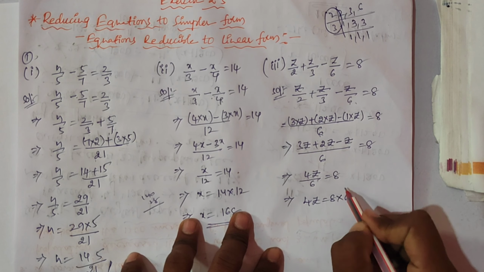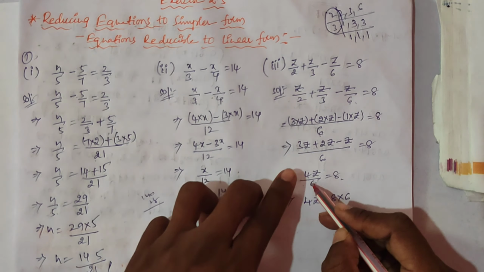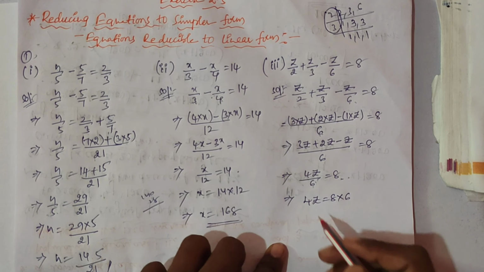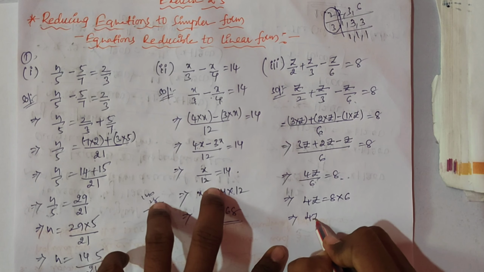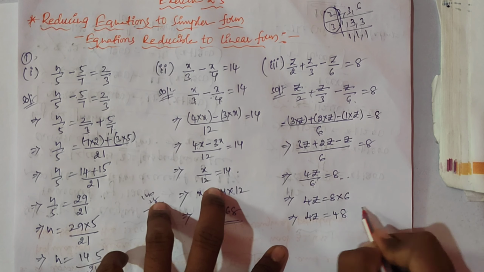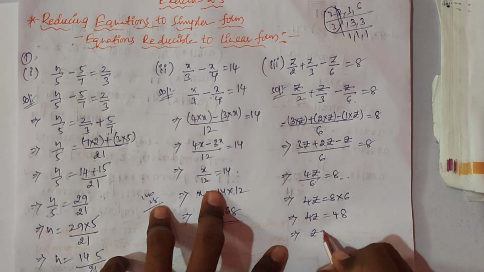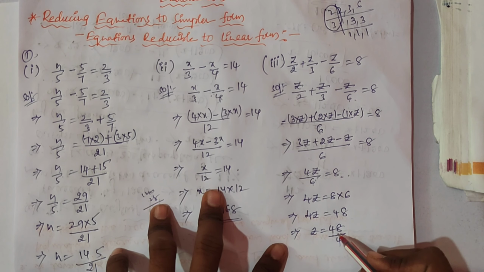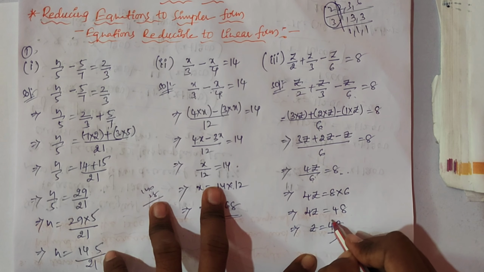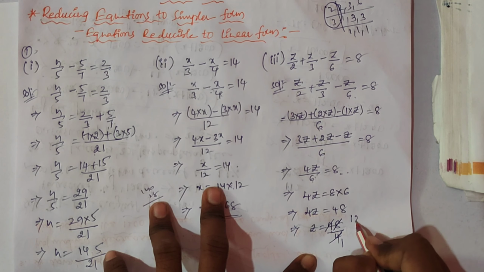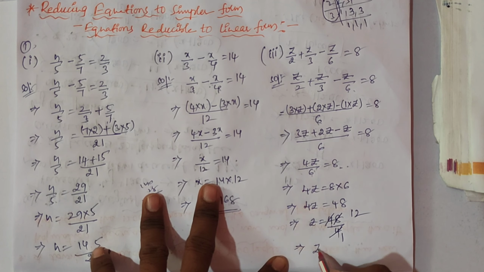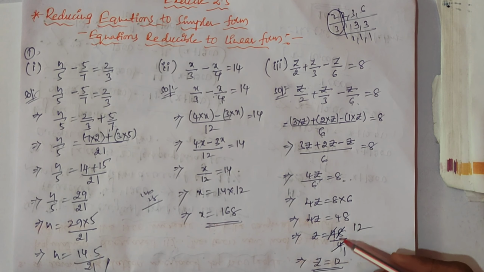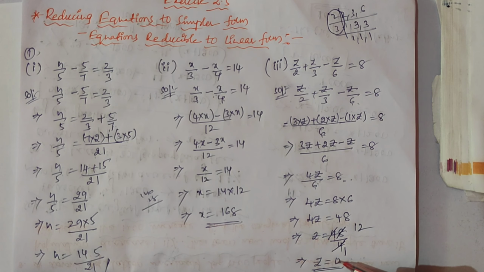8 into 6. Doing cross multiplication, a quantity in division, if you transpose it to the RHS side, it becomes what? Multiplication. This implies 4z is equal to 8 6s are 48. This implies z is equal to 48 by 4. This multiplication becomes what here? Division. Cancellation, 4 1s are 4 and 4 1s are 4 and 4 2s are 8. This implies z is equal to how much? 12. So after reducing to linear form, the answer you got is z is equal to 12.